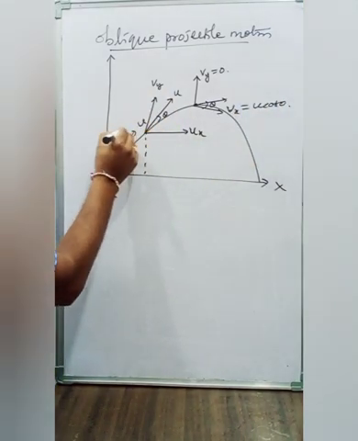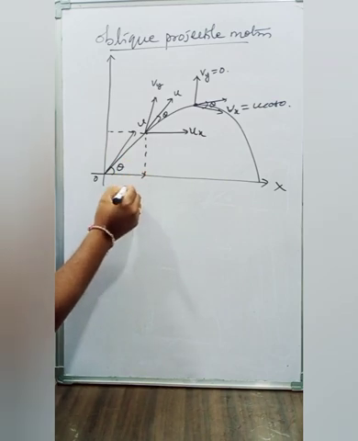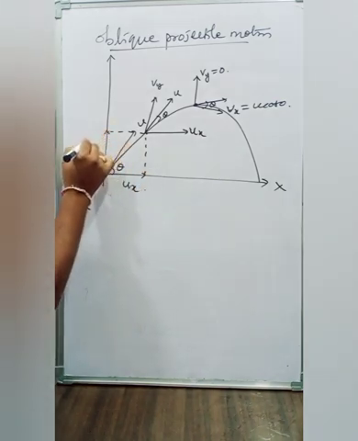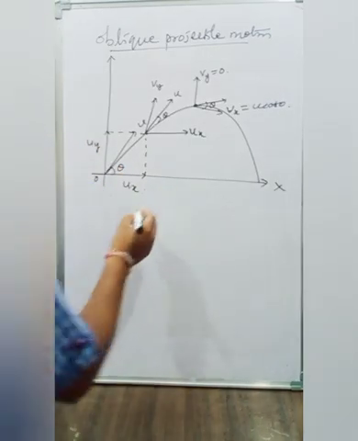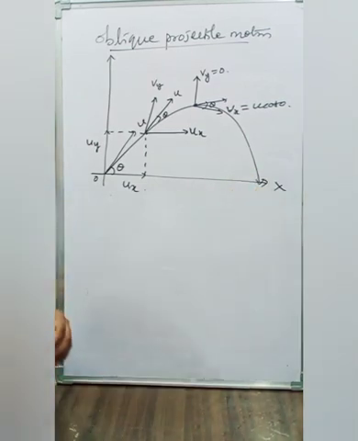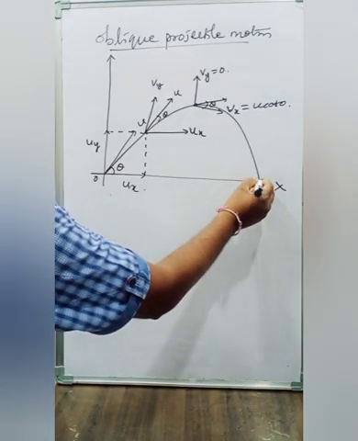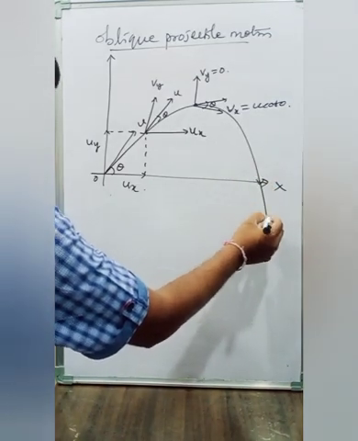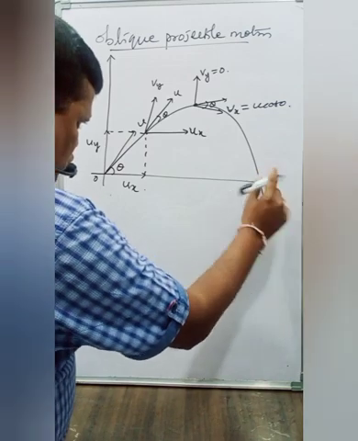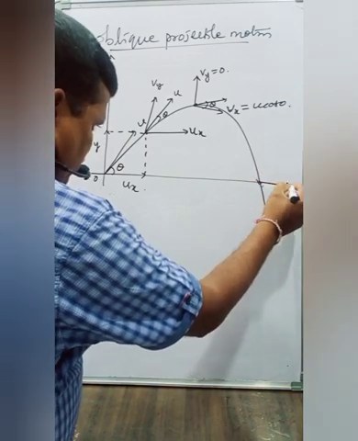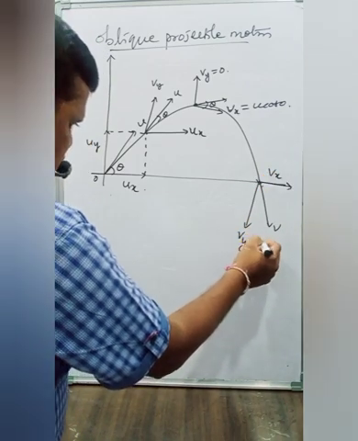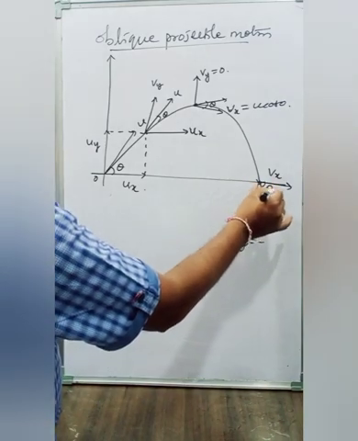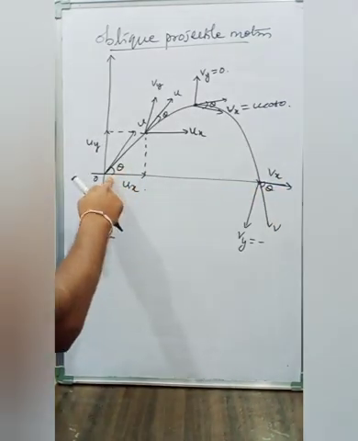Here the initial velocity is resolved into two components, horizontally ux and vertically uy. Then finally it reaches the ground or the same plane. At this point, the final velocity of the projectile is resolved into two components, horizontally Vx and vertically Vy, which is in the negative direction. This is the angle of projection theta.